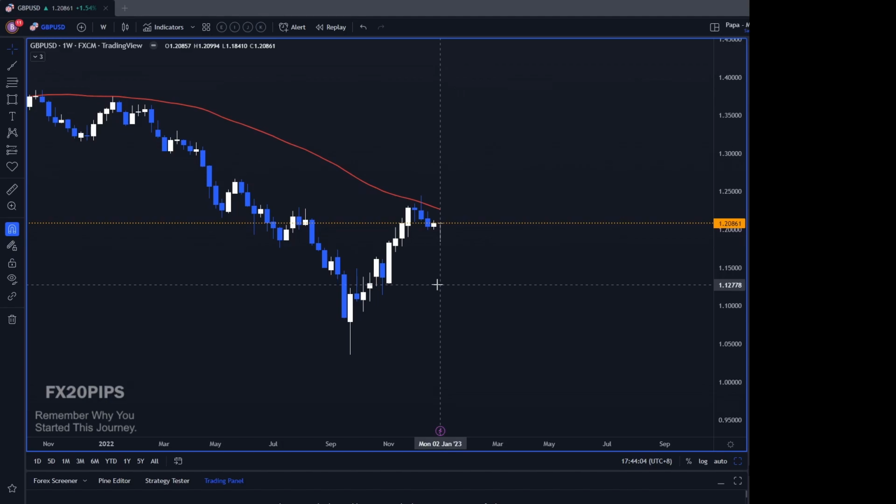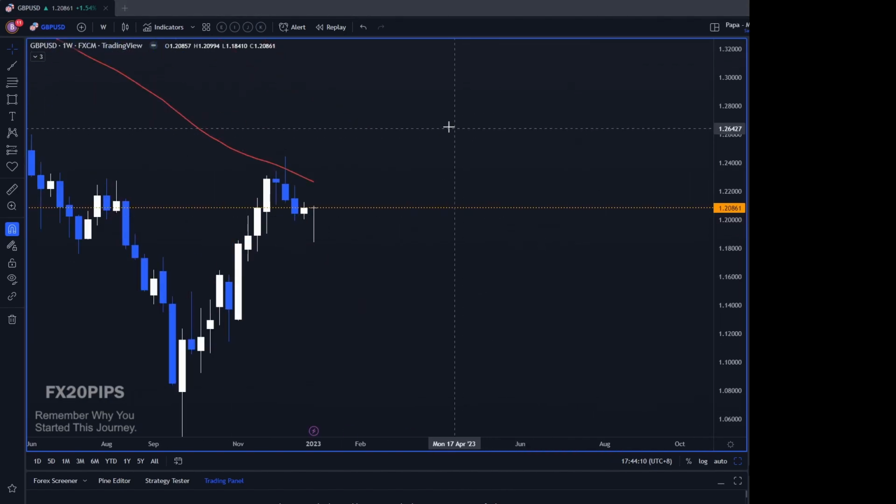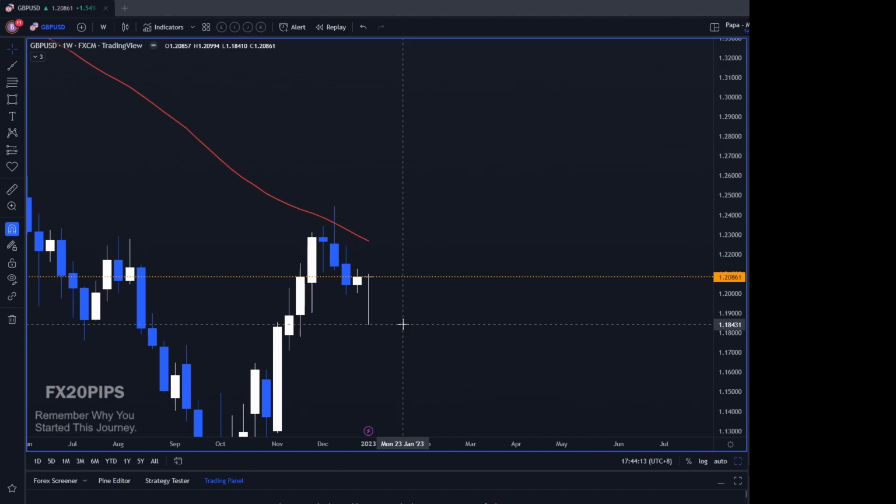Now, this is the end of last week. You can see that there was a long wick generated. This is because of the US non-farm payroll news. And previously for the past 3 to 4 weeks, you can see that the price rejected the 50 SMA, came down, and came down again. There's a slight pause, and last week it actually dropped, and then the news brought it back up to here.